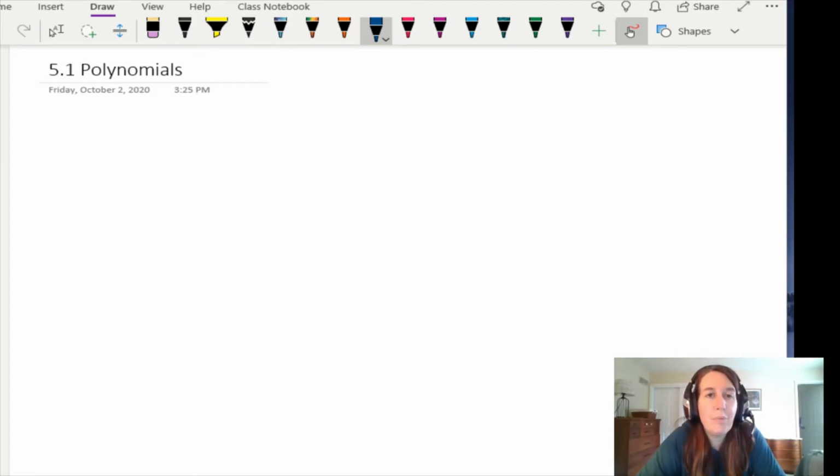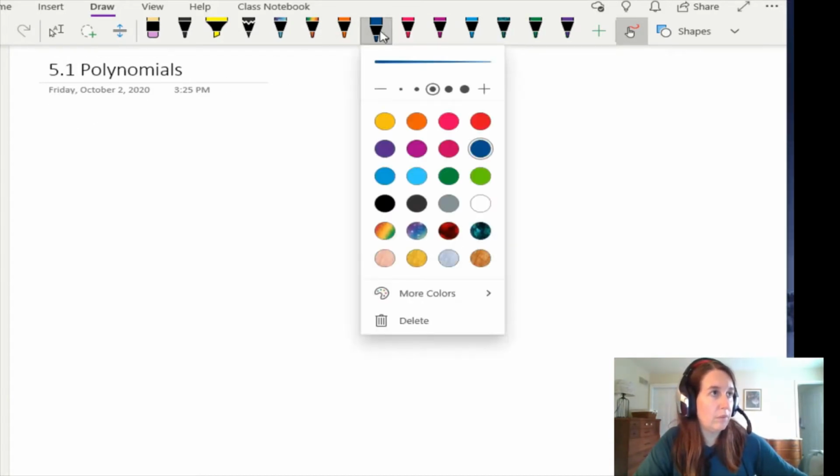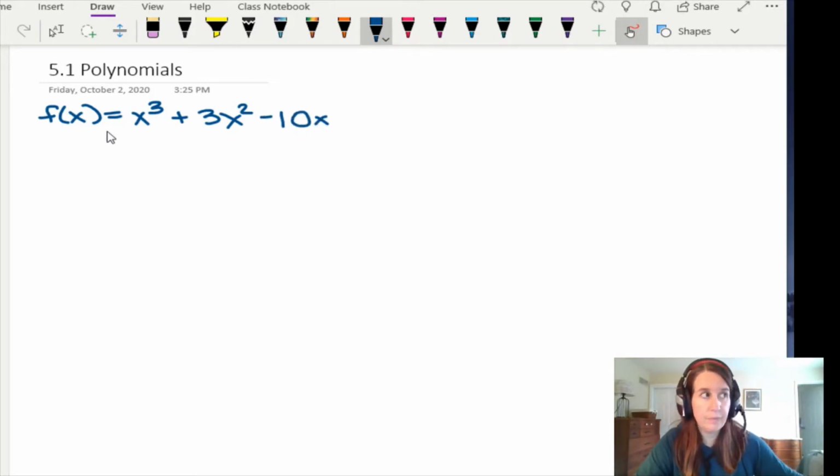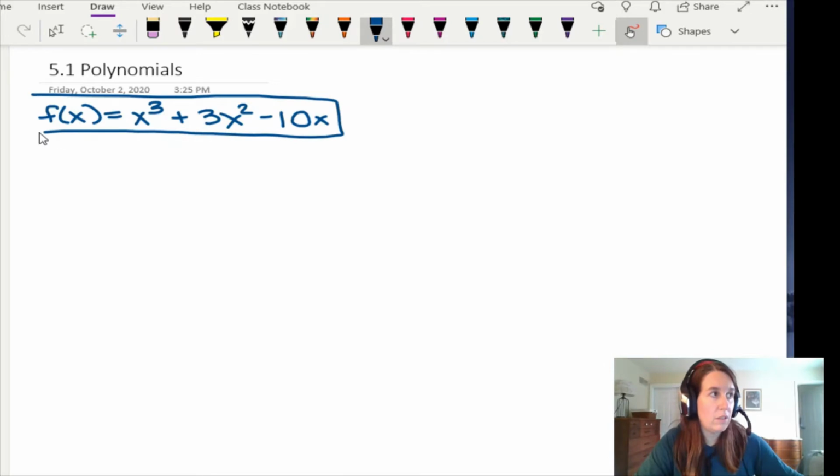Let's look at a few examples of polynomials and what we can find out about them just from having their equation. So our first example is f of x equals x cubed plus 3x squared minus 10x. So this is given. We actually will be able to graph this function pretty accurately.